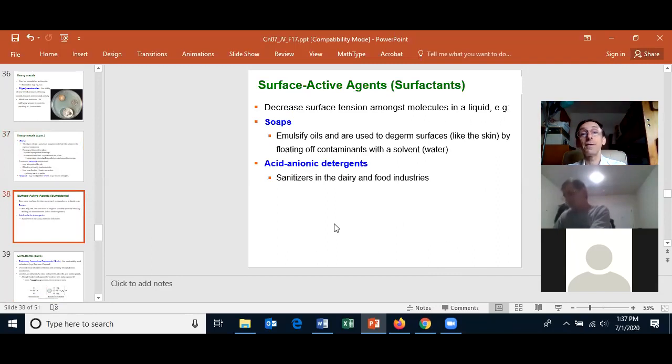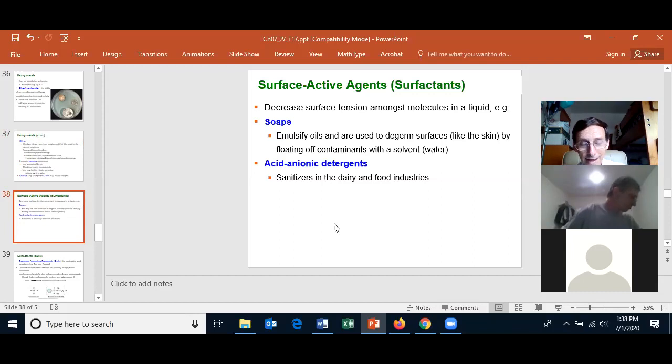Surface active agents, surfactants, like soaps and acid anionic detergents, decrease the surface tension of molecules in a lipid, and that harms the bacteria in the lipid. Soaps emulsify oils and are used to degerm surfaces, like when you're washing your hands. They can be used to degerm the skin, as they wash the contaminants off of the skin, and the water and the soap help clean your skin.